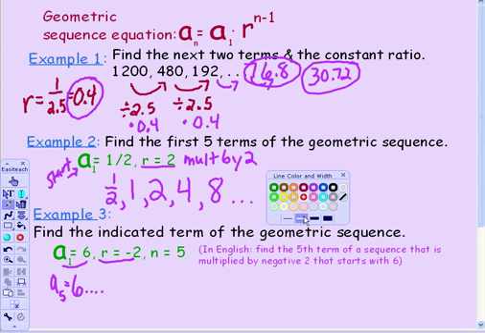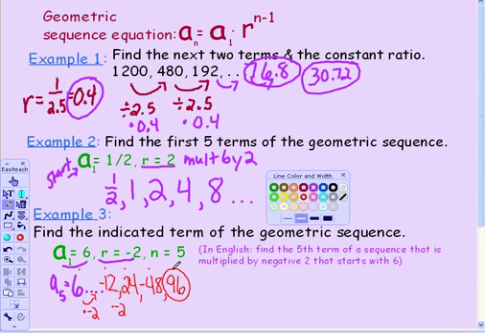So we start with the 6. We do times -2. That gives us -12. -12 times -2 gives us +24. We keep going. So we have our first, second, third, fourth. Here's our fifth term in the sequence. That's one way of finding it.